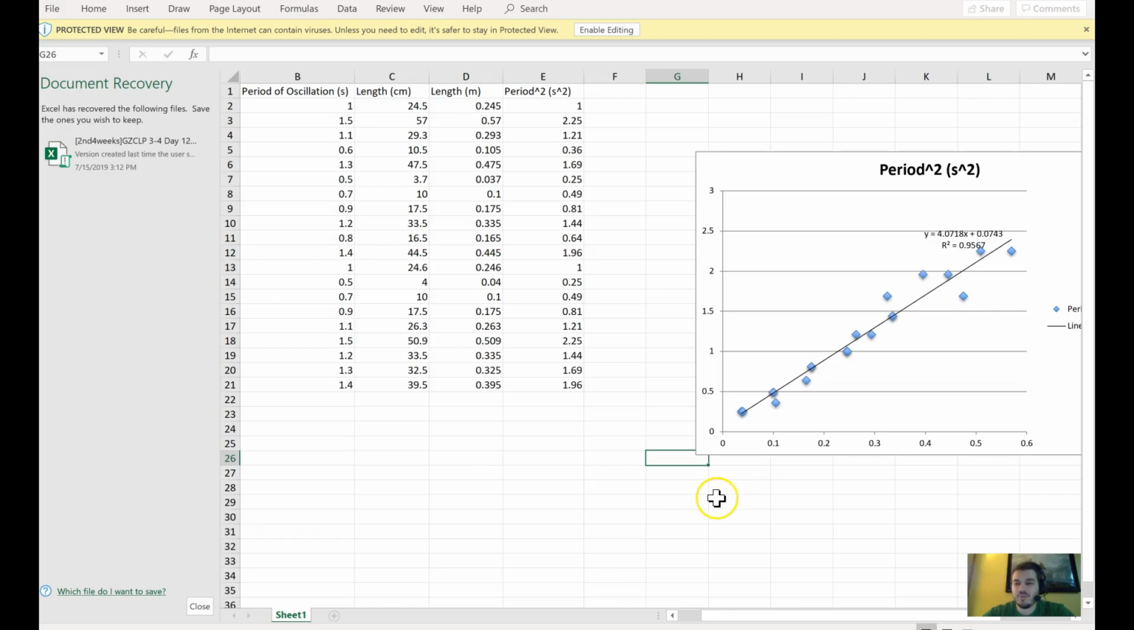So the first thing we'll do is work through how to make a good graph by hand. Now remember, what we are plotting here is the period squared on the vertical axis versus the length. That's what we had to do in order to linearize.